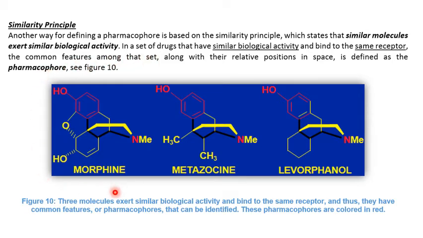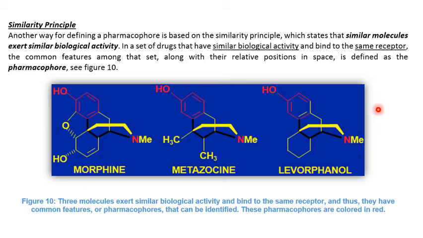Let's look at this example here. We have three drugs. They have the same biological activity. All of them are painkillers, and they bind to the same receptor. This means that there must be some common features among all these three molecules, and these common features can be used to define the pharmacophore. In this case, you will see that the aromatic ring with the OH here occurs in all of them. The same for the nitrogen here, the quaternary or the ammonium nitrogen.